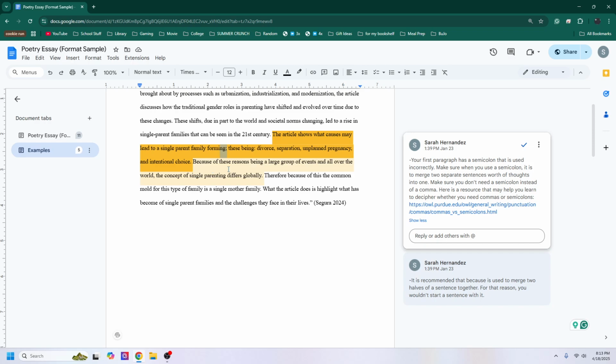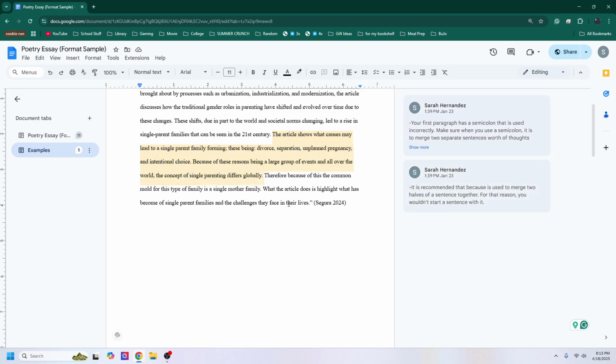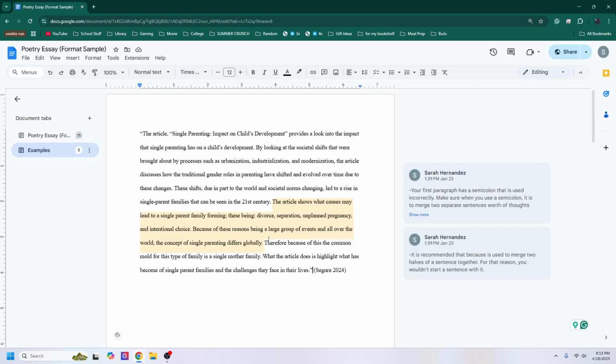These reasons are a large reason that the concept of single parenting differs globally, and I would remove all the filler words. But he does end it out strong. He specifies that the article does highlight what has become of single-parent families and the challenges they face in their lives. I think this is an excellent sentence. So again, while he had some things that he needed to change, I thought overall this paragraph was pretty solid.